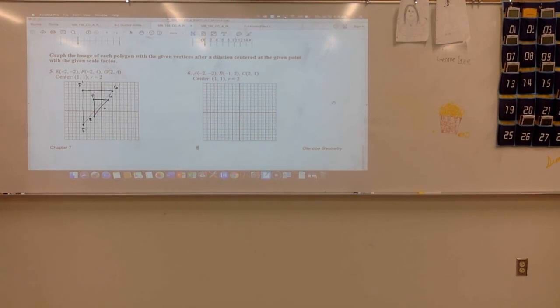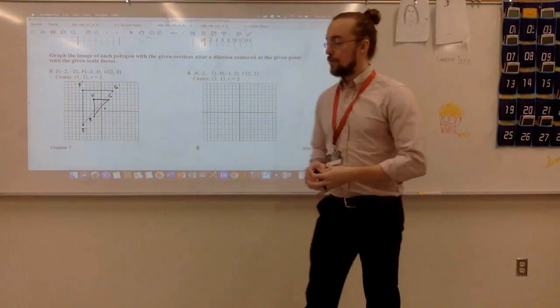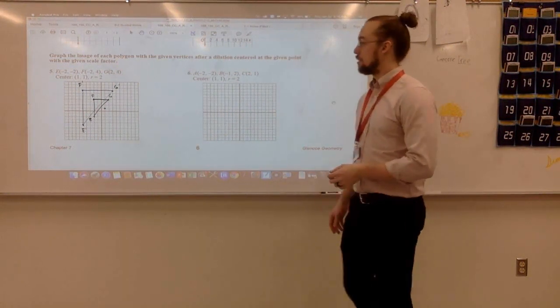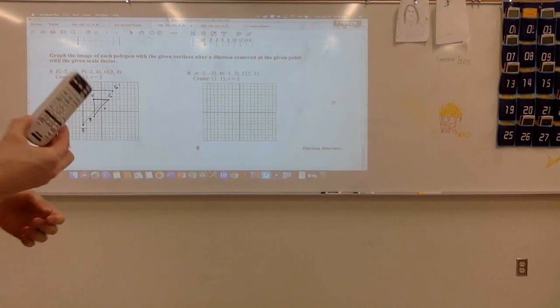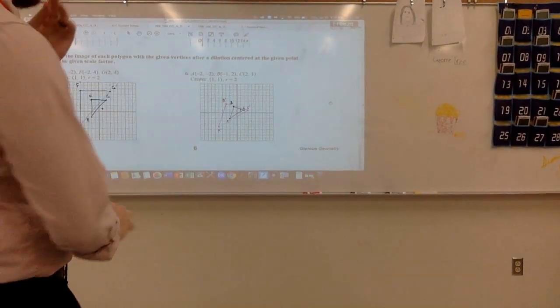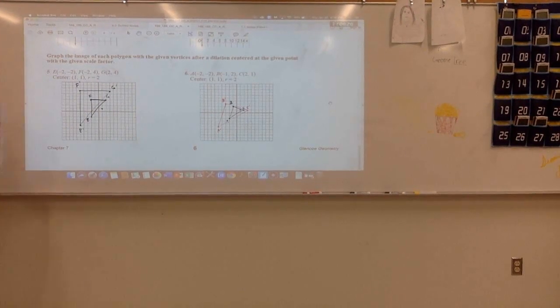Okay. So go ahead and try the last one here. Sketch this triangle again, centered at 1, 1, with a scale factor of 2. Did we get something like this? Kinda.